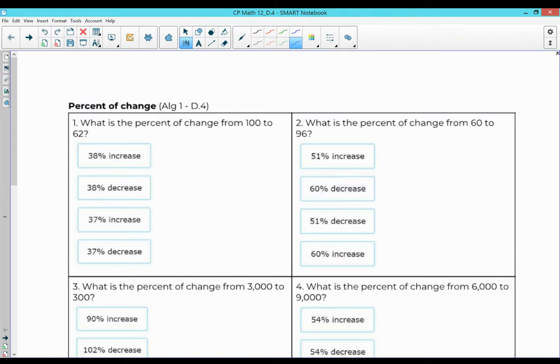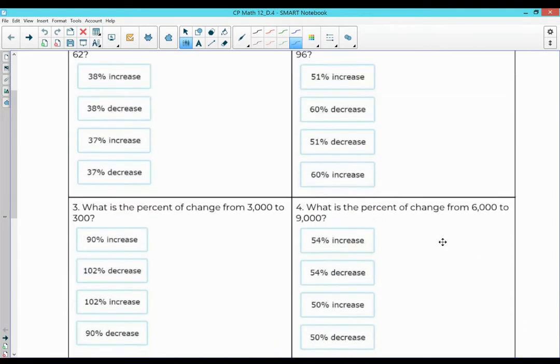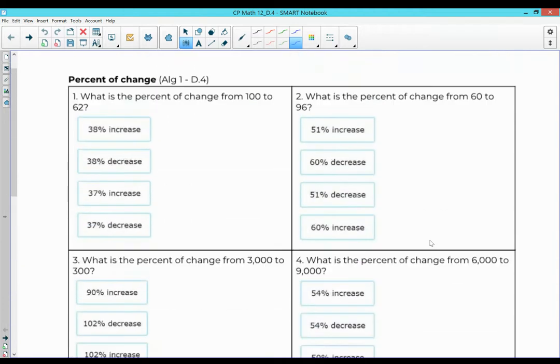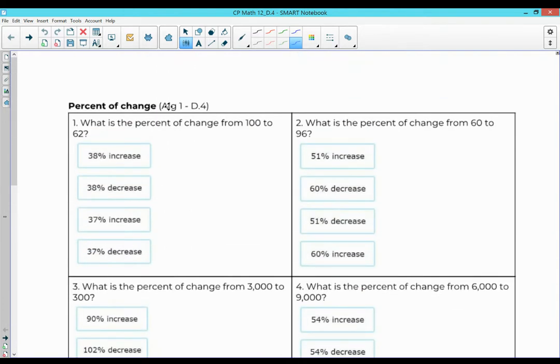This lesson is on percent of change, which is definitely very relevant in the real world as we navigate how things are changing and by percent. We have a few questions here that look just like the practice problems that you're going to see on your IXL. Again, it's Algebra 1 D.4.